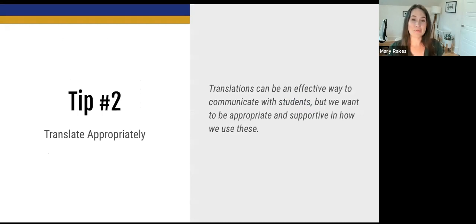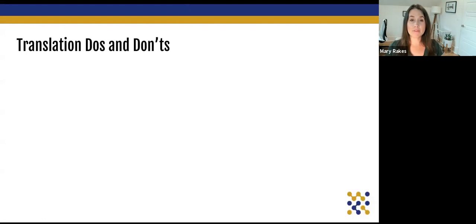All right, tip number two: we want to think about translations in an appropriate way. Translations are often a go-to resource that we use when we have newcomer students, and they can be an effective way to communicate with our students. But we want to be appropriate and supportive in the way in which we use these. So, a couple of translation dos and don'ts.